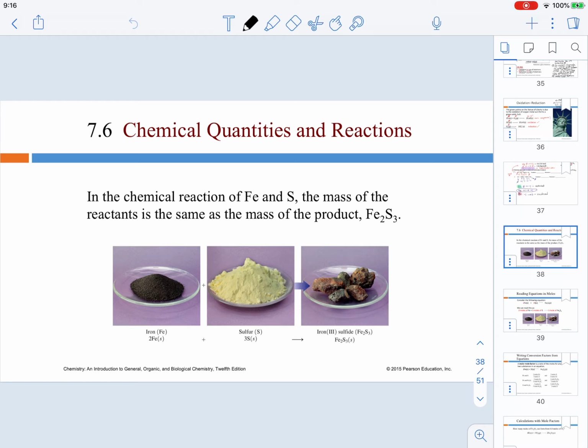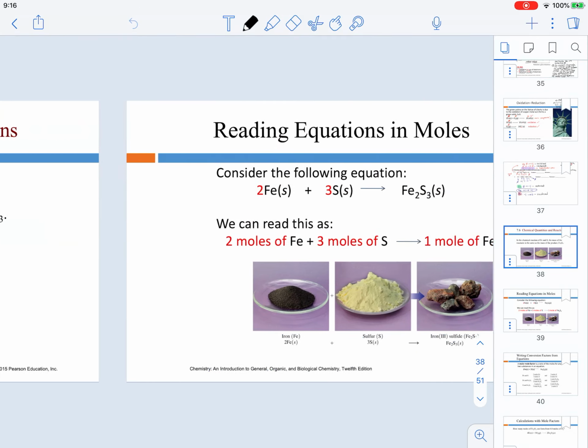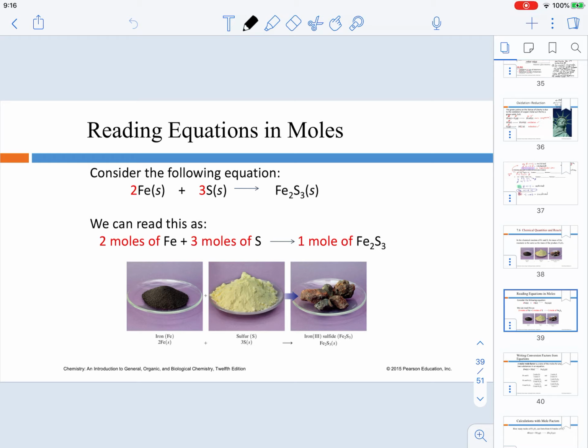So when it comes to this, as you can see, here we have a chemical reaction in which iron combines with sulfur, and we are going to be generating iron 3 sulfide. Now, understand that whenever we have a chemical reaction, as we already established earlier in the chapter, we need to first write the balanced chemical equation. The reason why this is important is that with the balanced chemical equation, then you can understand what is the relationship between reactants and products.